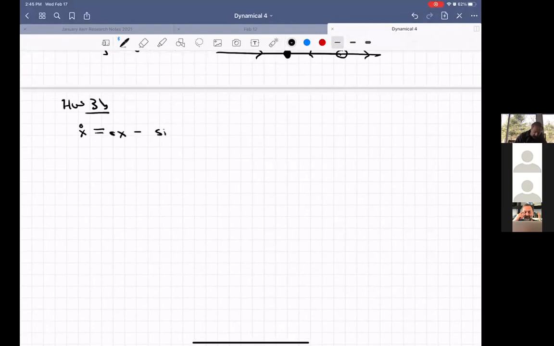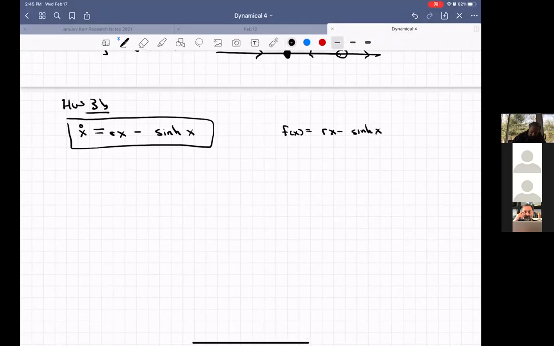Rx minus the sinh of X. So that looks ungodly horrific. Right? So we got X dot is Rx minus the sinh of X. So f of X is Rx minus sinh of X. Okay, so I can't solve that algebraically. So what should I do? I want to set that equal to 0. So what should I do?